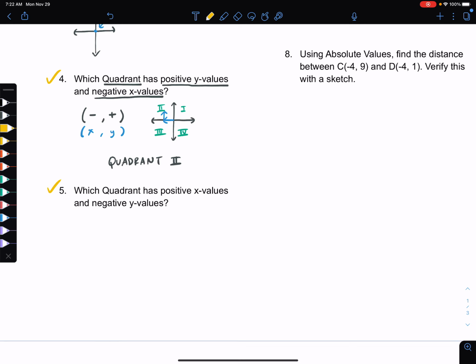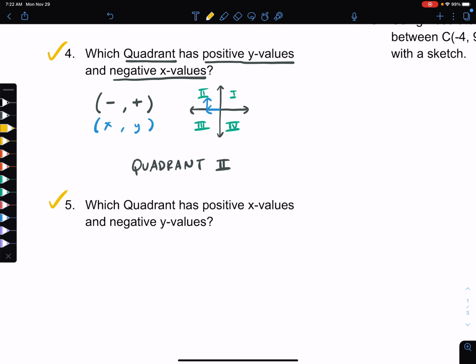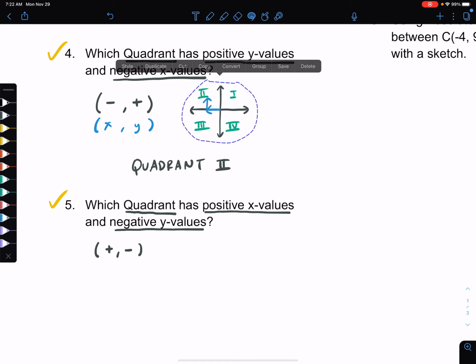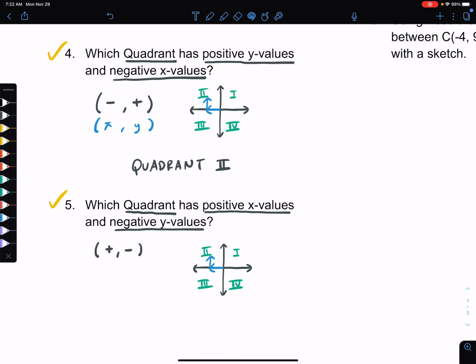Let's take a look at number 5. Number 5 says, which quadrant, again, we're looking for another quadrant, has positive x values and then negative y values? Okay, so the x values are going to be positive, so it's positive first, then negative second, and we need to take a look. I'm just going to go ahead and copy this and then get rid of these. Whoops. I don't know if I can get rid of that one without getting rid of that. I'll redraw that one right there.